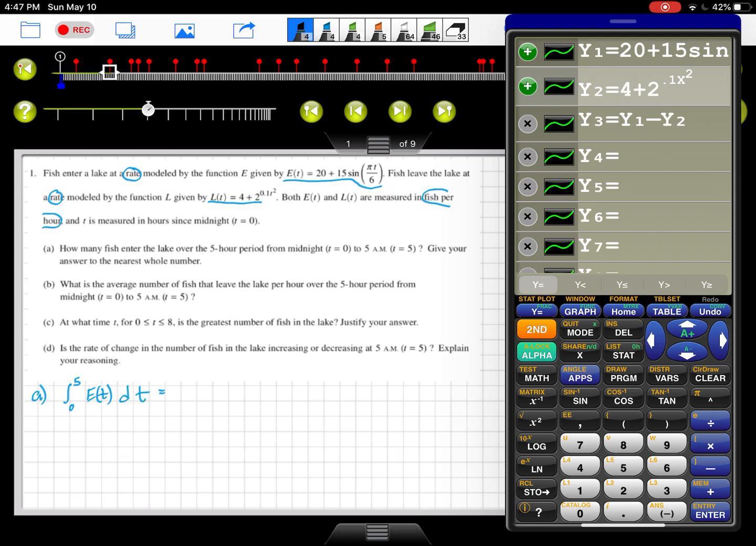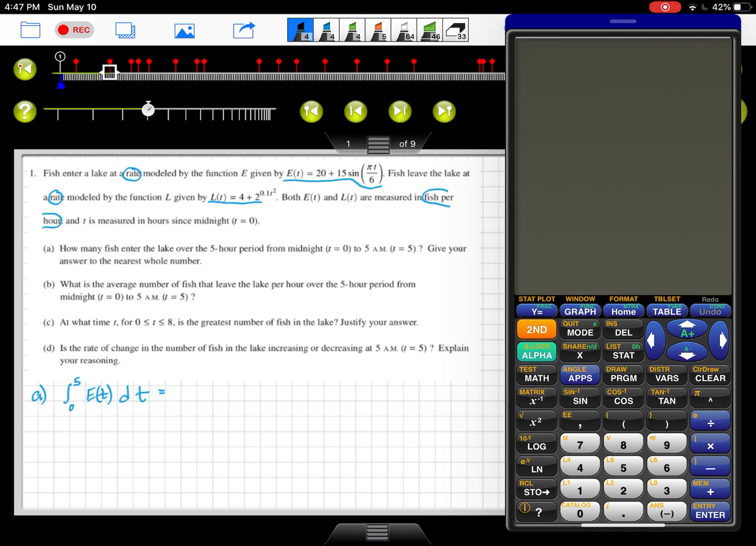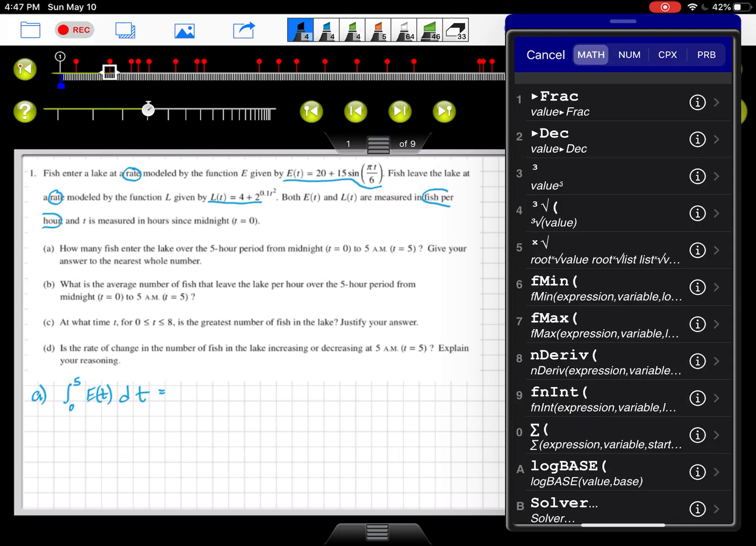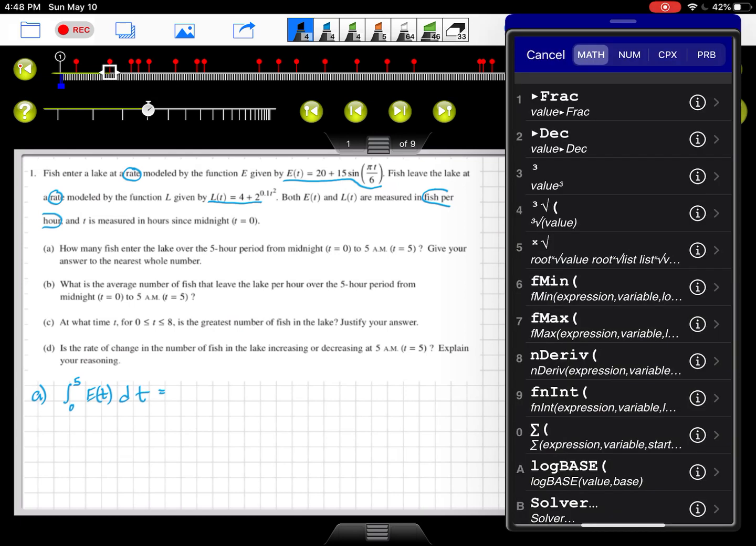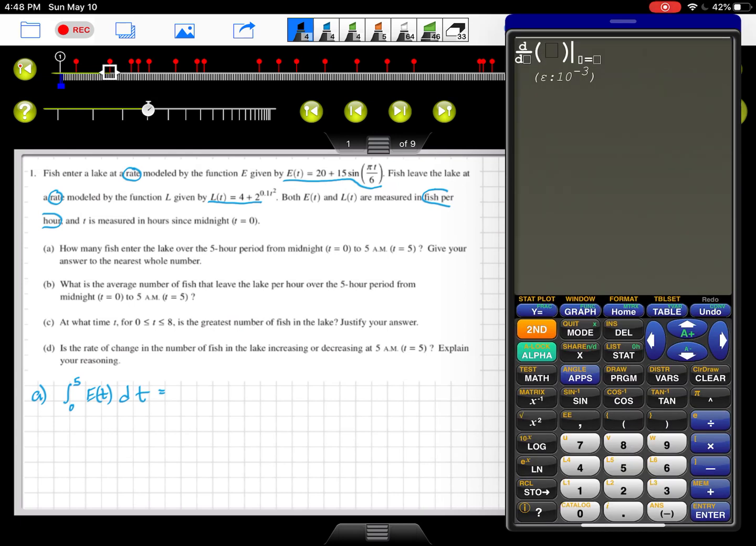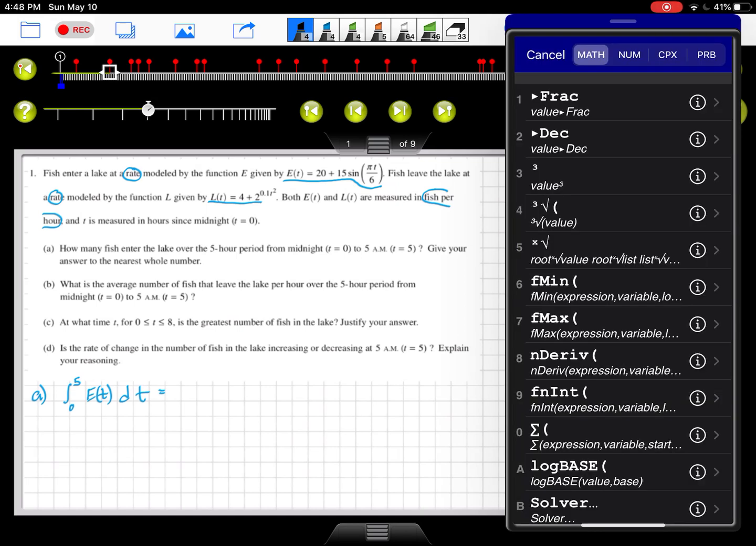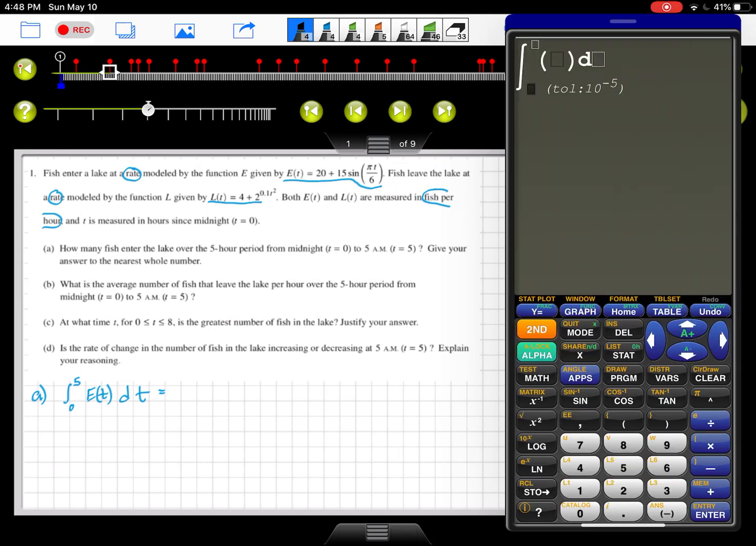That's the capital E. I go back to my home window and then press math. When I press math, you can see it right here on the left side, right underneath the second and the alpha button. I'm going to press FNINT, which is the integral. My calculator has what you would call MathPrint for a Texas Instrument. If you don't have MathPrint, you will see FNINT with a parenthesis.